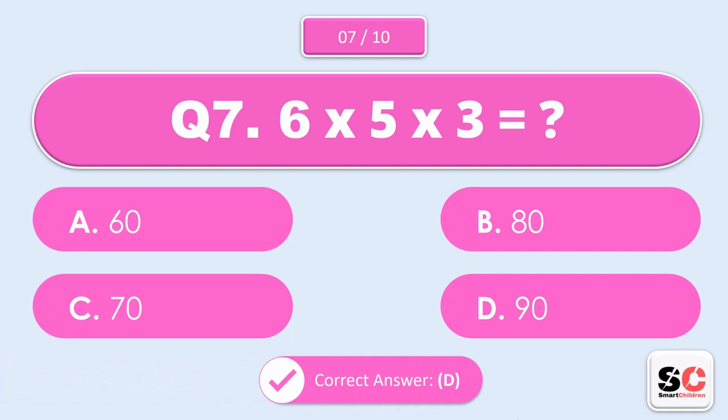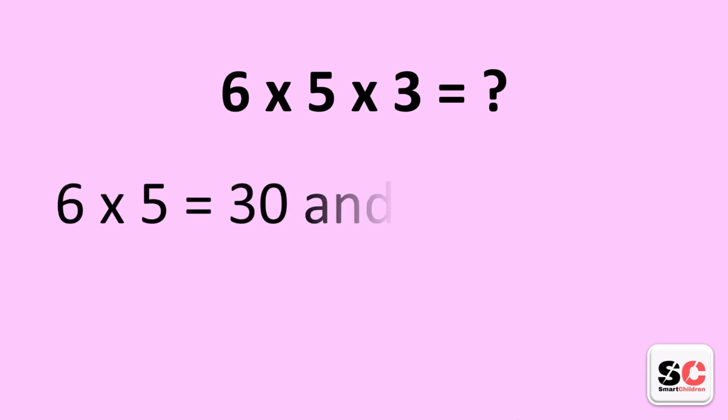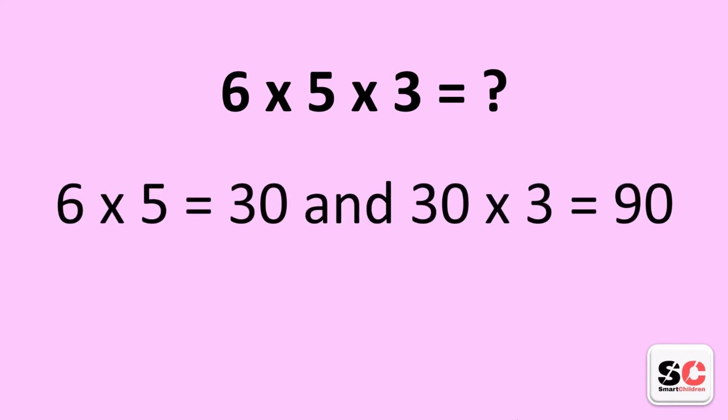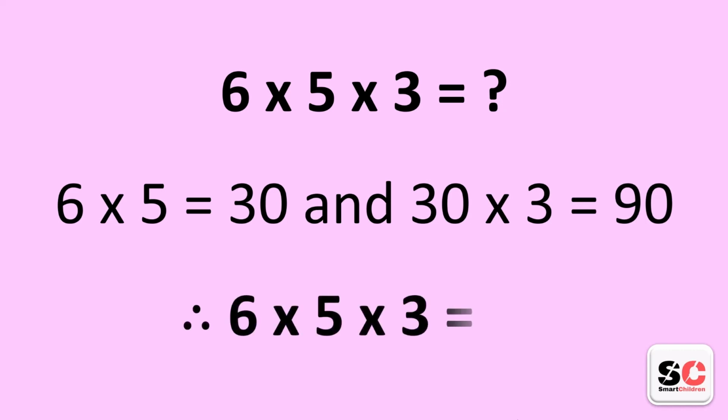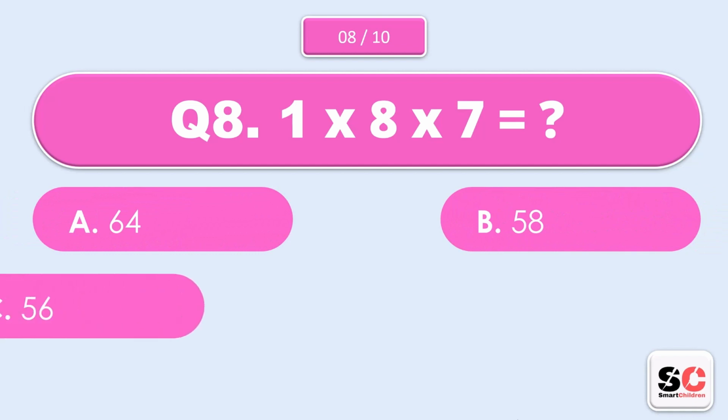90. 6 multiplied by 5 is equal to 30 and 30 multiplied by 3 is equal to 90. Therefore, 6 multiplied by 5 multiplied by 3 is equal to 90. 1 multiplied by 8 multiplied by 7 is equal to?